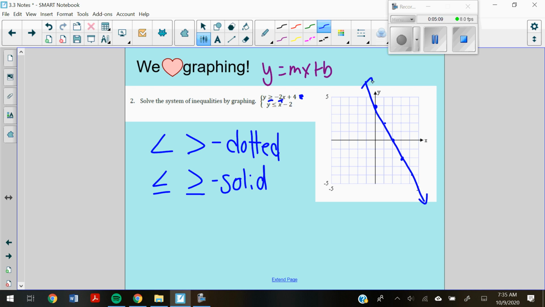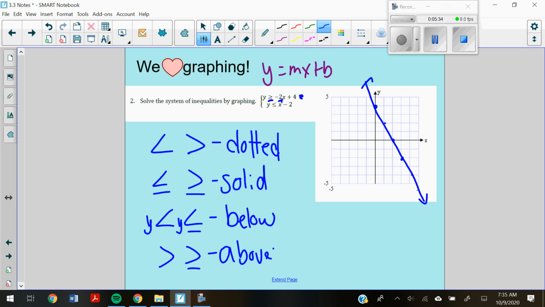Okay, then we have to decide which direction to shade. Again, this is on the board. This has already been written in your notes, but you can jot it again at the top of the notes if you don't remember. Less than or equal to is shade below. And greater than or equal to is shade above. Now these only work when the y is on the left side. Okay, and just the y, which we have in this. So if we see, we have a greater than or equal to, so I'm going to shade above.